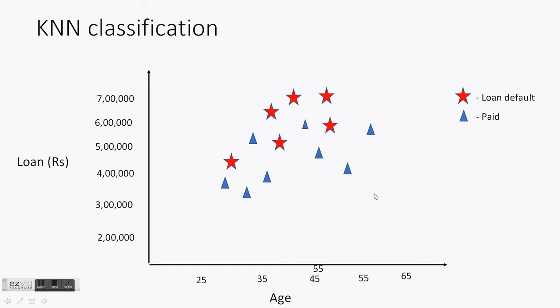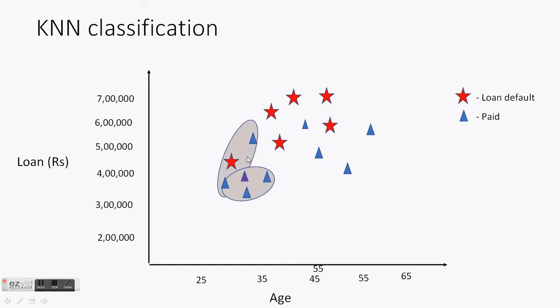Okay, so what happens is, again we choose k nearest neighbors of 3, and it looks at the closest neighbors. Since all the 3 neighbors have paid, it'll take a majority vote, and it'll decide that it's going to be this particular person. Let us say you wanted somebody with age 33, it'll say is going to pay.